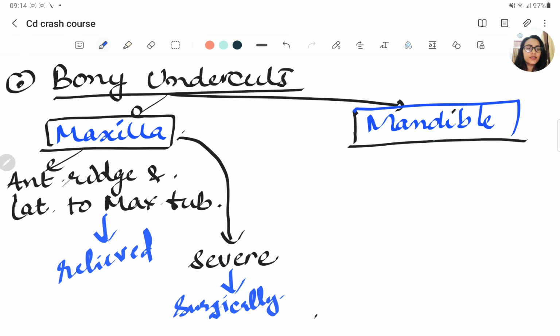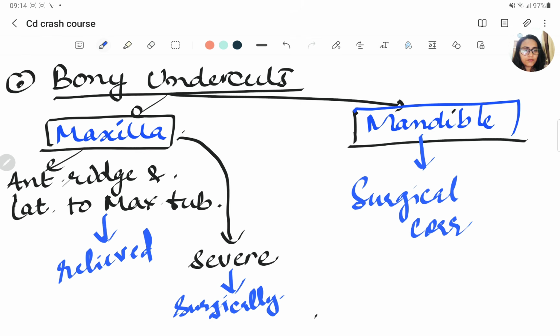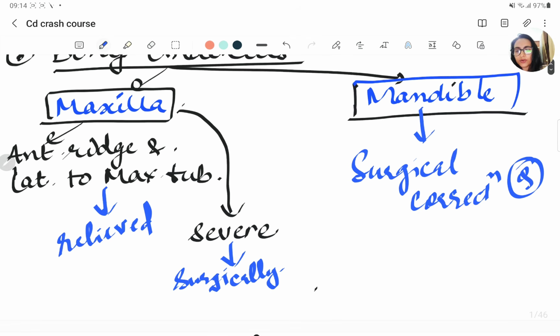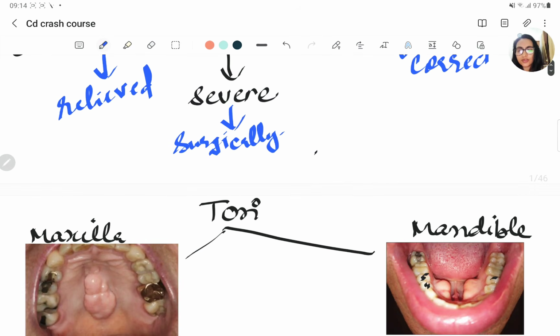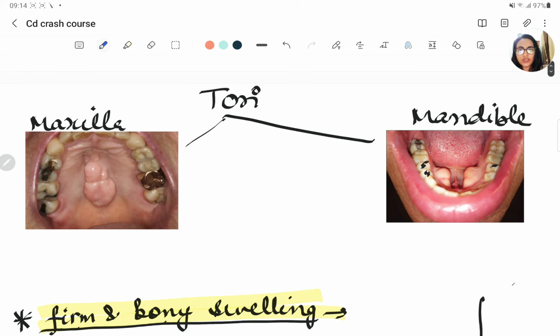If the bony undercuts are present in the mandible, they are surgically corrected, which means they should be surgically removed. The reason behind this is the mylohyoid ridge. So if there are bony undercuts present in the anterior ridge and lateral to the maxillary tuberosity, then they are relieved in the denture. If severe, then only surgically removed.